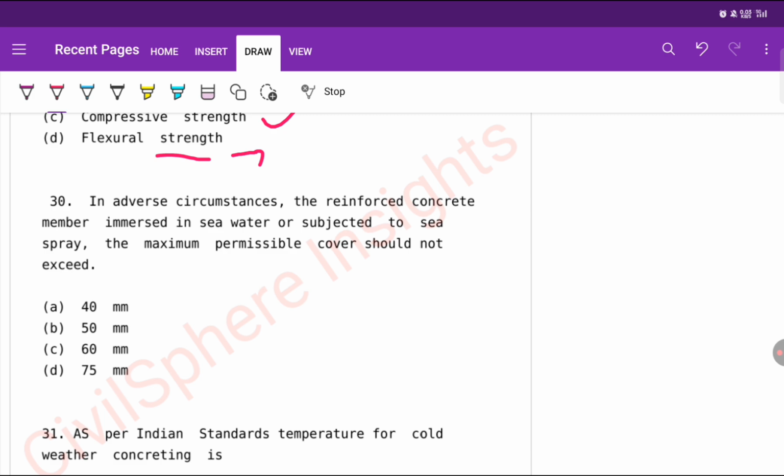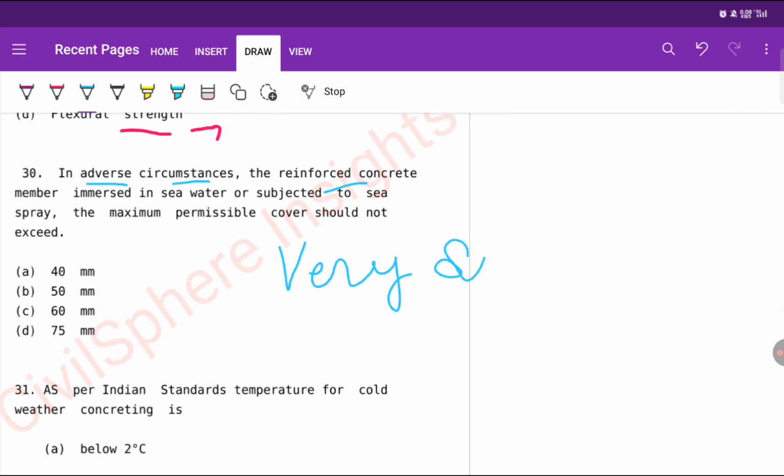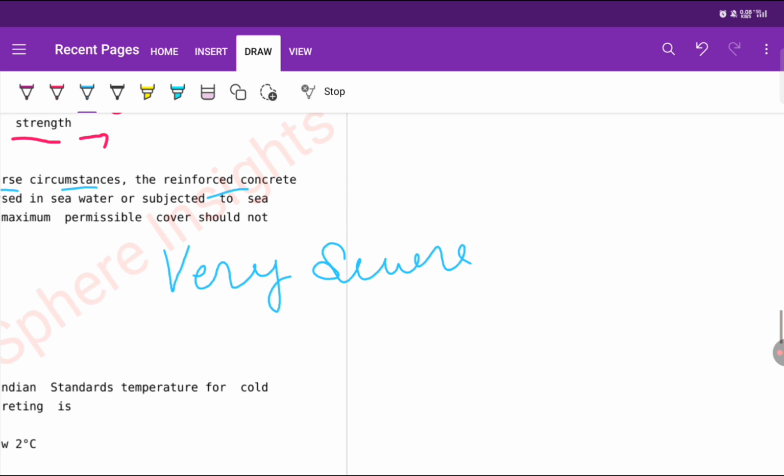So the 30th question, what is given? In adverse circumstances, the reinforced concrete member immersed in seawater or subjected to sea spray, the maximum permissible cover should not be exceeded. So our concrete member is immersed in seawater or subject to sea spray, that means the exposure will be very severe. Okay, very severe, just as we have discussed.